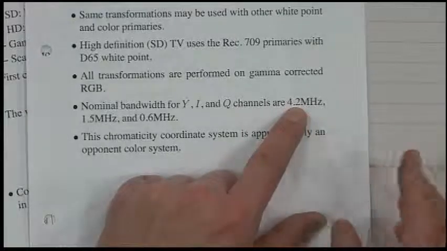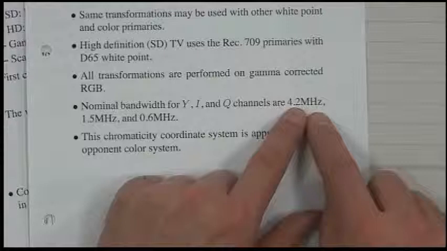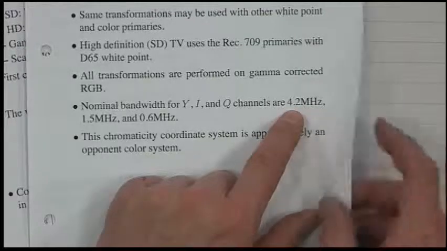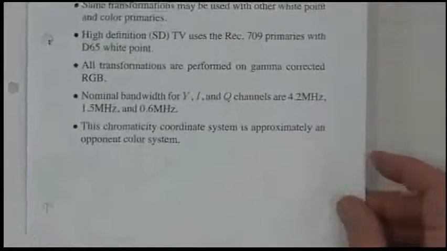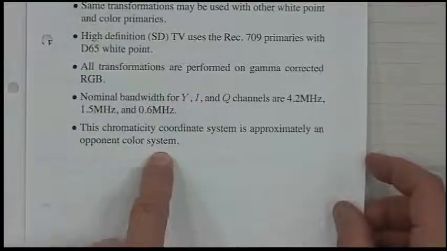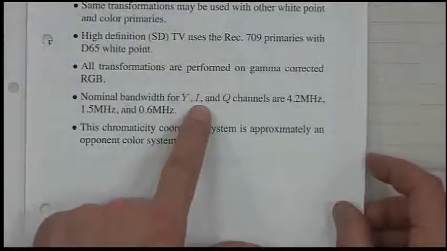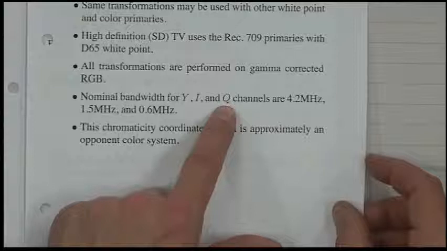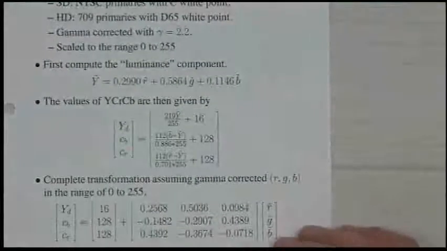In the old days, the people who were really into video had an intuitive feel for that relationship, and I don't, because I didn't deal with it that much. The chromaticity coordinate system is approximately an opponent color system. So we'll see that I is effectively something close to blue-yellow, and Q is something close to red-green. Any questions then?